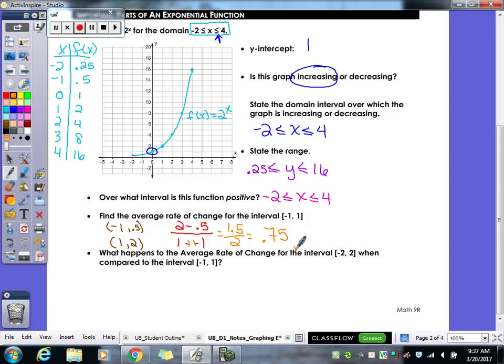Now, because this graph was an increasing graph, that's why our average rate of change was positive as opposed to negative. If we had a decreasing exponential graph, our average rate of change would have been a negative.